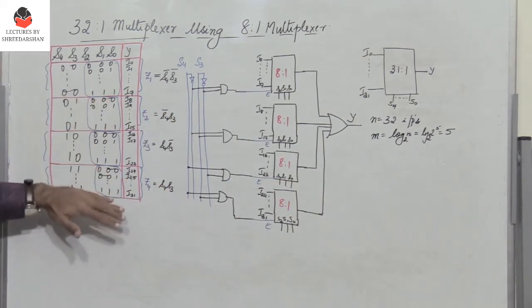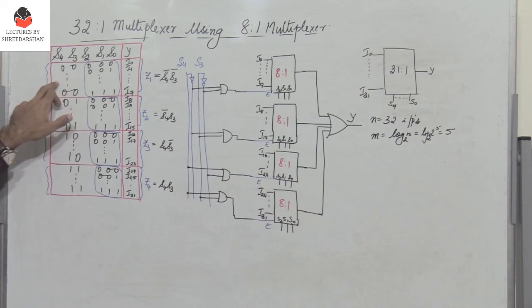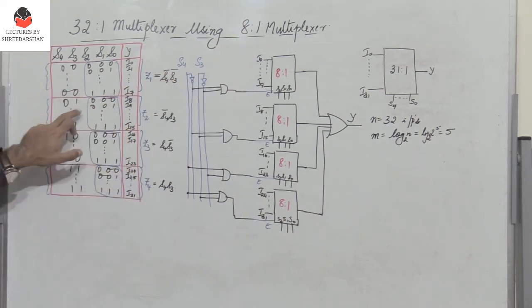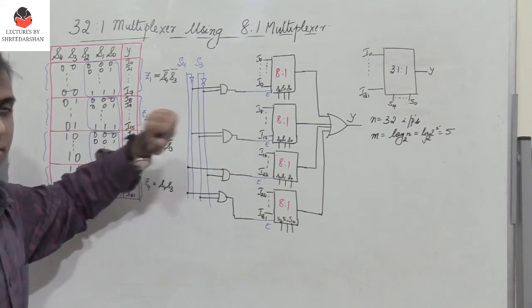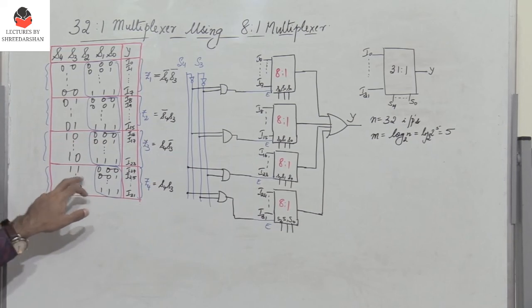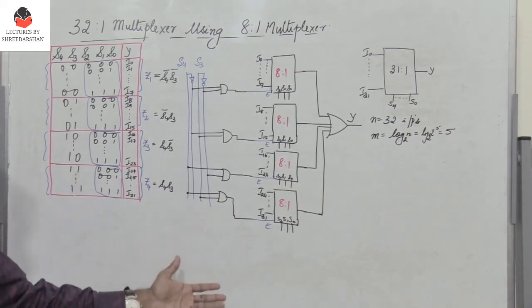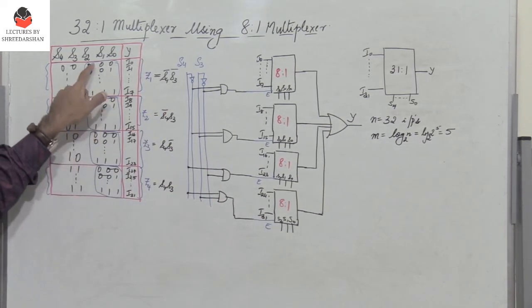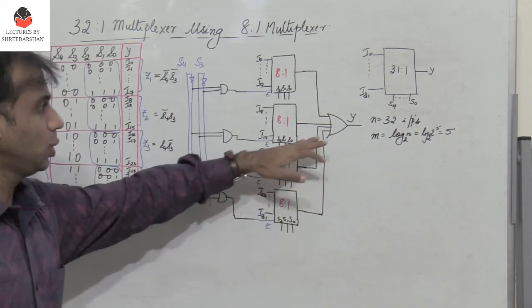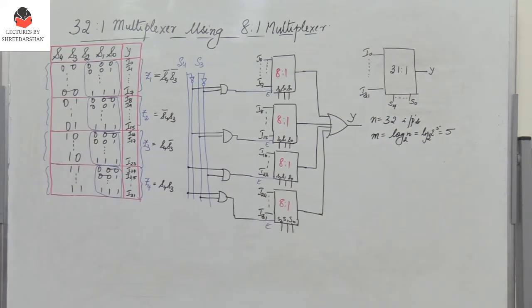So I make sure that when S3 and S4 is 0, 0, only the first 8:1 mux is enabled. When it is 0, 1, the second mux is enabled. When it is 1, 0, the third mux is enabled. And when it is 1, 1, the fourth mux is enabled. And of course, based on the inputs of S0, S1 and S2, that input will appear at the output. So therefore, this is how we can implement a 32:1 multiplexer using an 8:1 multiplexer.